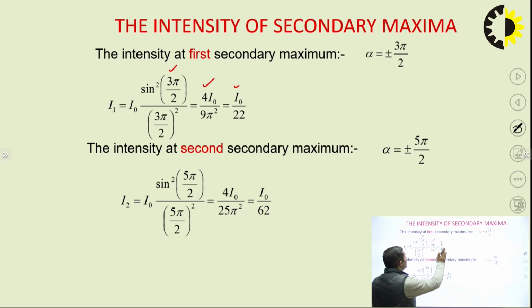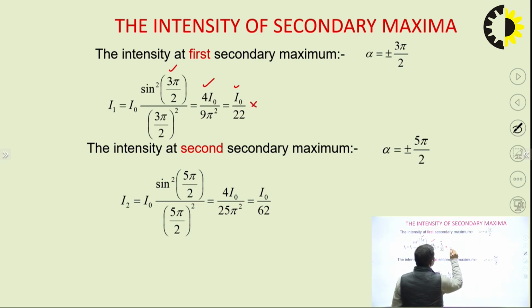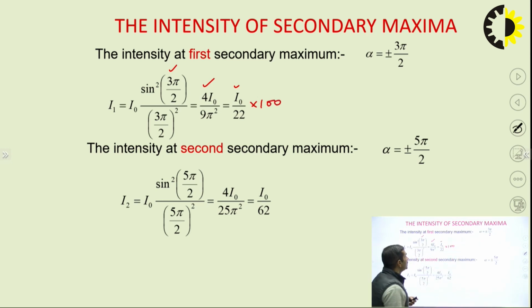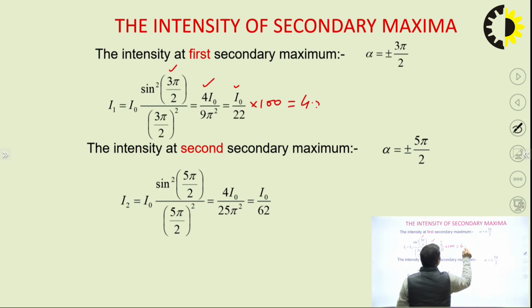I naught is the intensity at the central maximum. That means at the first secondary maximum, the intensity will be 1 by 22 times the intensity at the central maximum, right? So if we find the percentage of intensity relative to the central maximum at the first secondary maximum, it will be equal to 4.5% only.